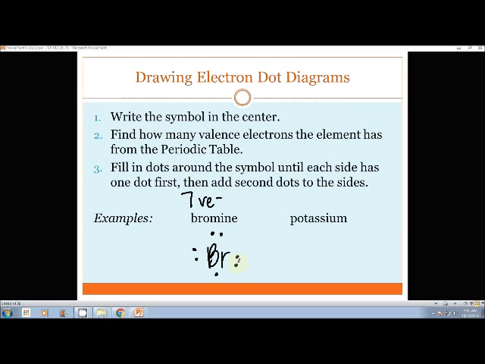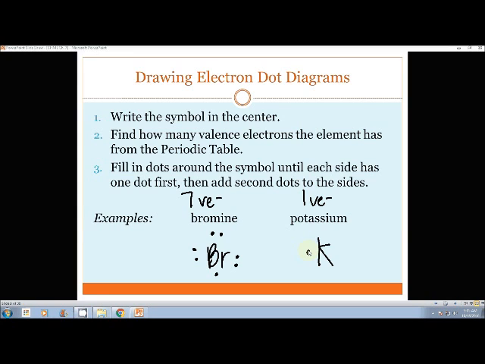That's fine. Okay? What about potassium? What's the symbol for potassium? K. And what column is potassium in? 1A, so that's going to have 1 valence electron. So you can pick your side and put your 1 dot wherever you want. I'm going to put mine over there. And that's how you do an electron dot structure.